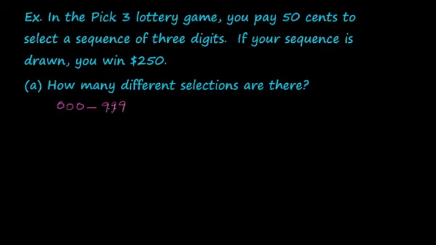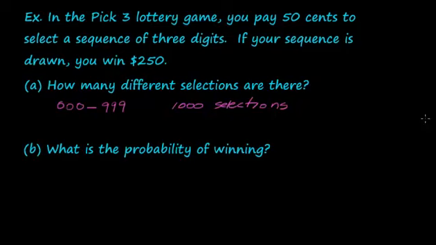So how many different selections are there? Well, that would be 1,000 selections. If we counted all the possibilities, we would have 1,000. Okay. Well, what's the probability then of winning? If you have 1,000 possible choices, but only one of those is the winning 3-digit sequence, then of course your probability of winning is 1 out of 1,000, which written as a decimal, 1/1000th. Okay.